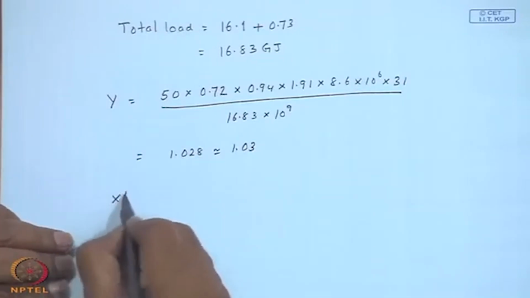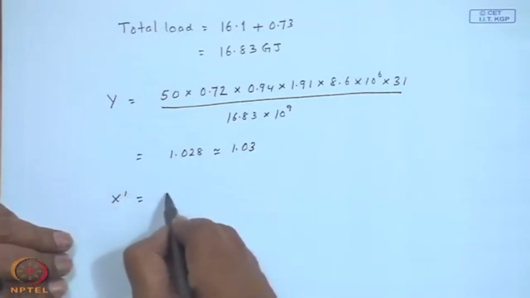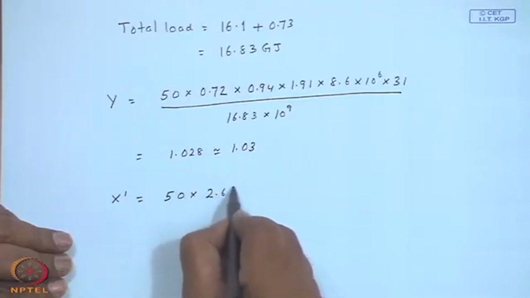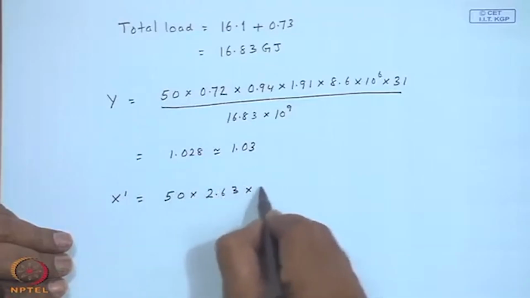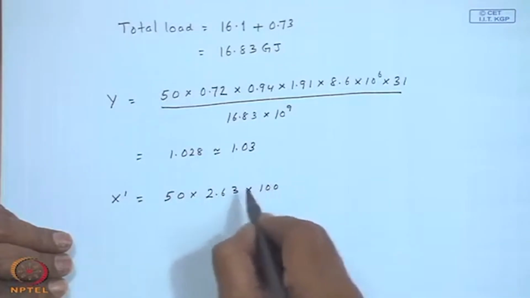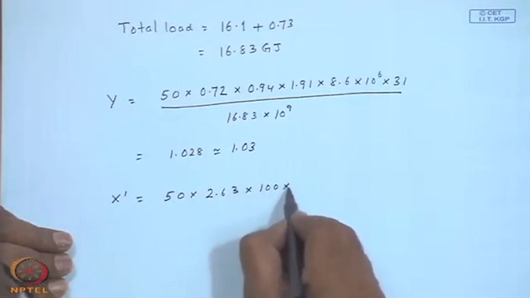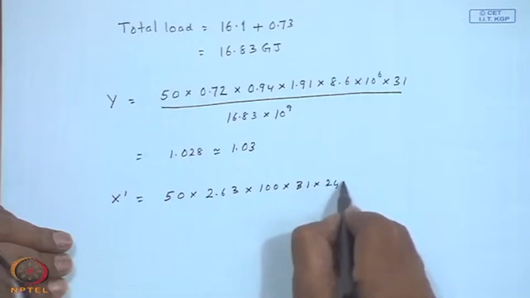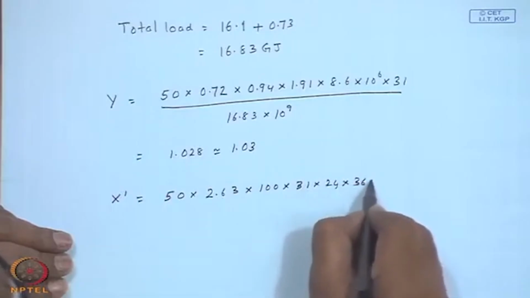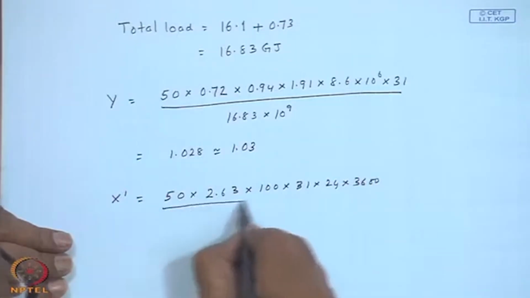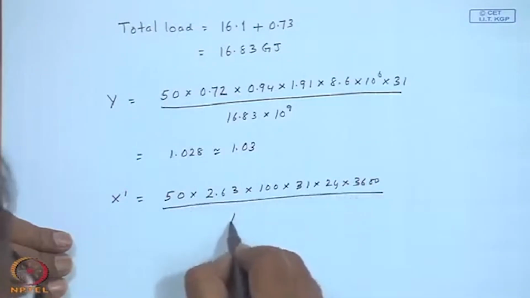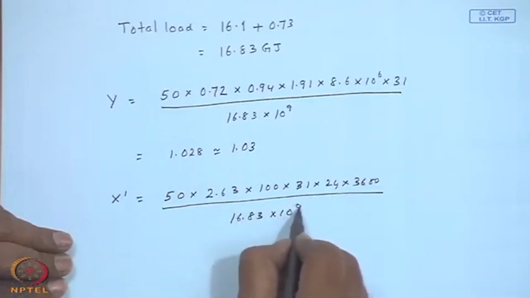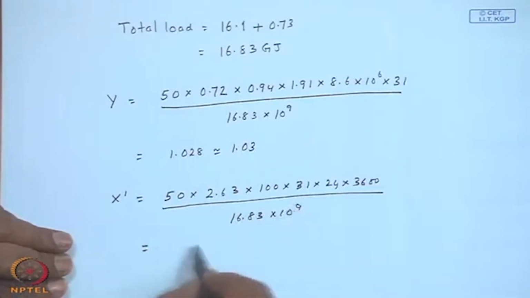and the variable x dashed will be area 50 times F R U L 2.63 into 100, that is a formula number in the formula, times number of seconds in the month 31 into 24 into 3600 by 16.83 into 10 to the power 9, which is 2.1.